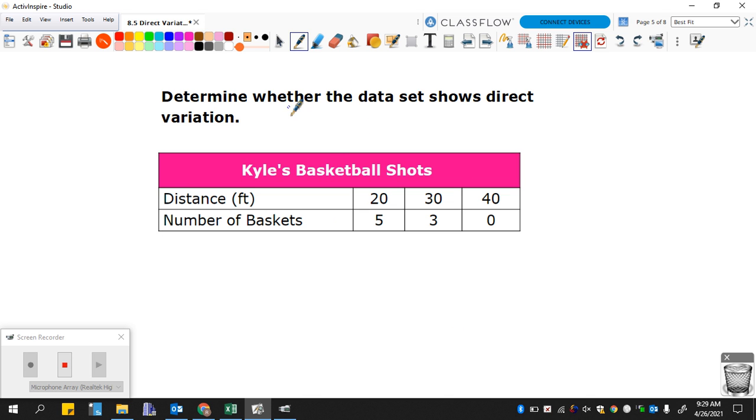Okay, 20, 30, 40. This is plus 10 on each one. And 5 to 3 is minus 2, and 3 to 0 is minus 3. So it can go down, but it has to remain constant. This goes down by 2, this goes down by 3. The change has to remain the same. So this is not a direct variation.